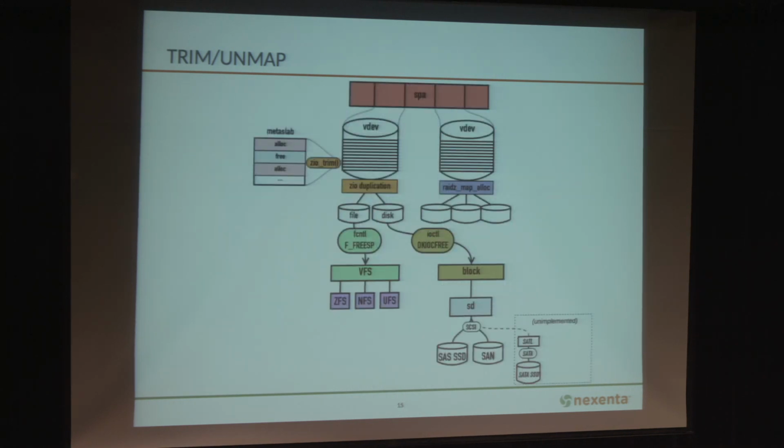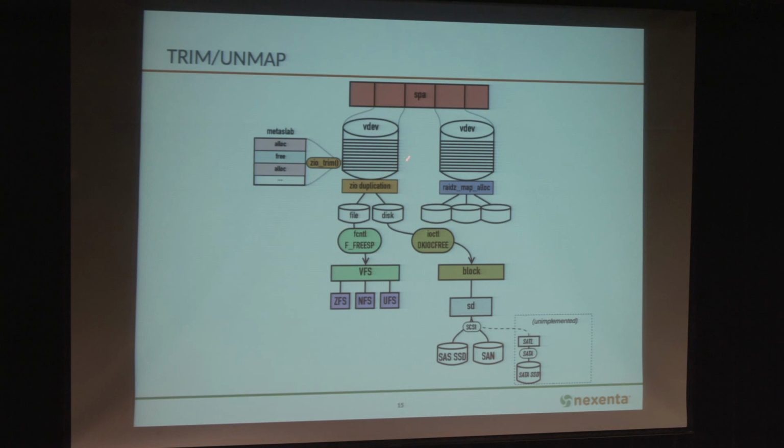Now, this is sort of a side-on view, so everything I've been showing you has been happening in this portion over here. And now I'm going to talk about roughly how the commands go down to your devices. What we do is we issue ZIO trim to a particular device. These are represented as top-level devices over here.